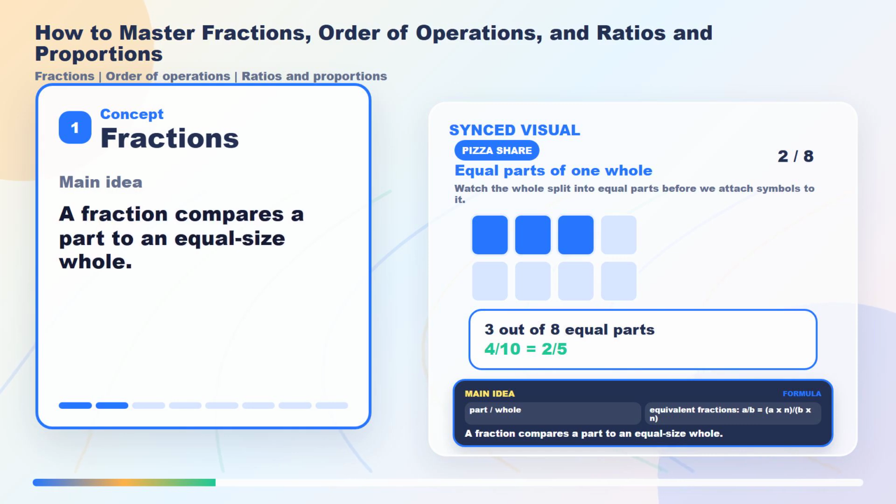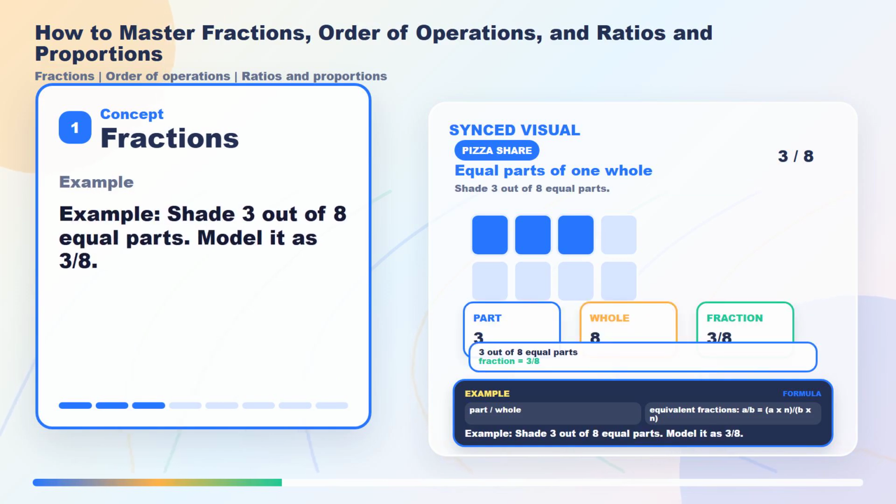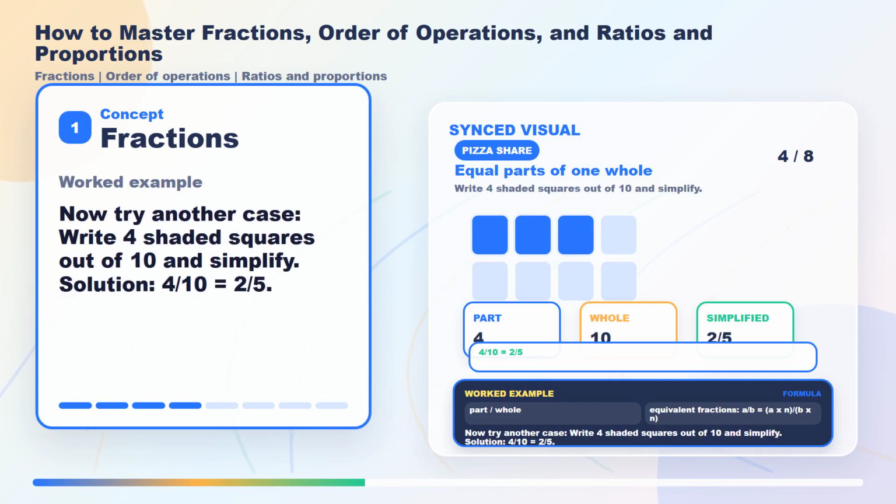The formula to keep on screen is part over whole, equivalent fractions. A over b equals a times n over b times n. Watch the whole split into equal parts before we attach symbols to it. Let's model this case. Shade 3 out of 8 equal parts. We model it directly, 3 over 8. This builds the mental model before we add more steps. Now we label the picture first, then write the fraction.